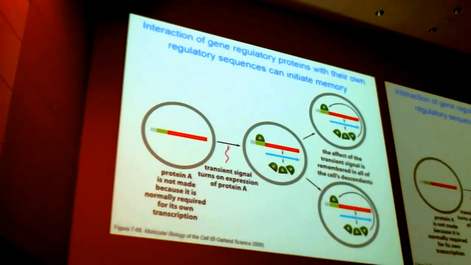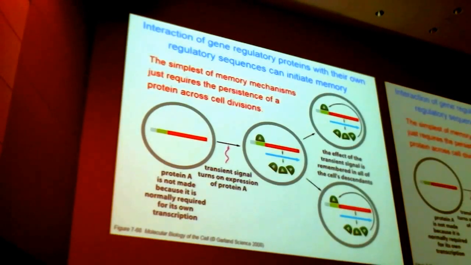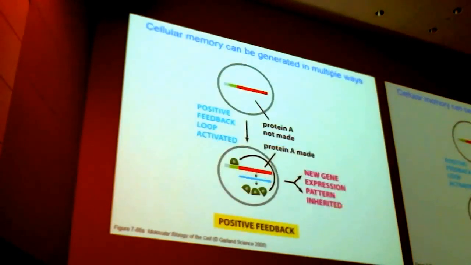Okay? This form of memory mechanism is very simple, and it's called feed-forward memory. Okay? Positive feedback or feed-forward memory. And you can see that depicted here as the simplest of mechanisms. It's a positive feedback loop, meaning once you make a protein, you feed back on the gene and say make more. Okay? That's all that's needed as a mechanism to remember.